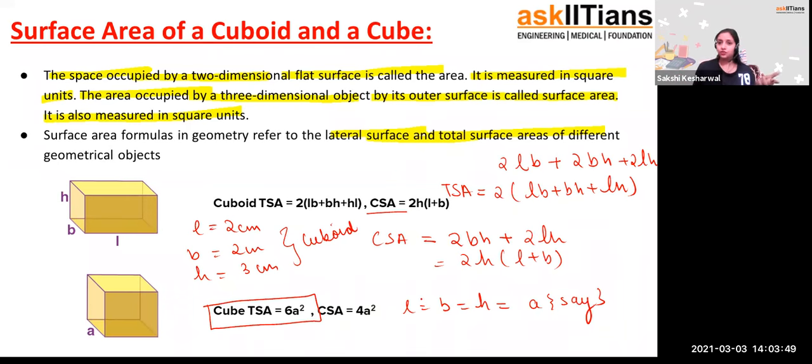Now, if I talk about CSA, the curved surface area, that's the lateral surface area, of a cube will be what? 4 walls. So this is equal to 4A square. That's it.